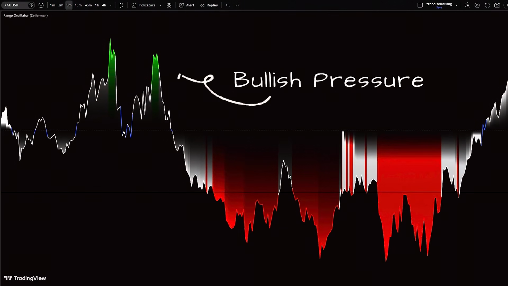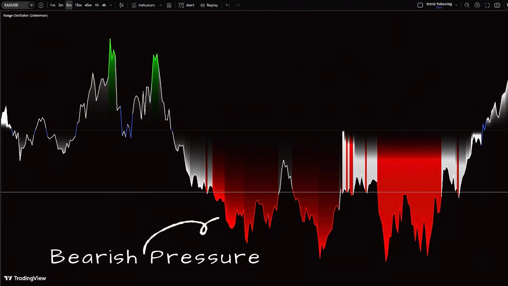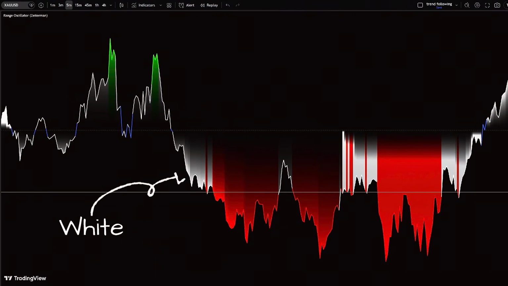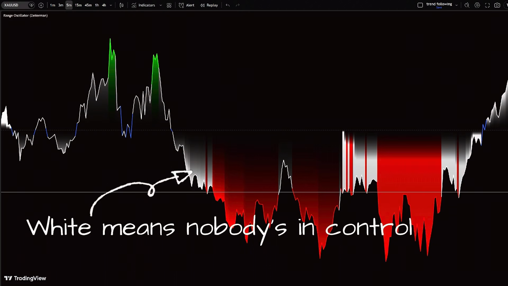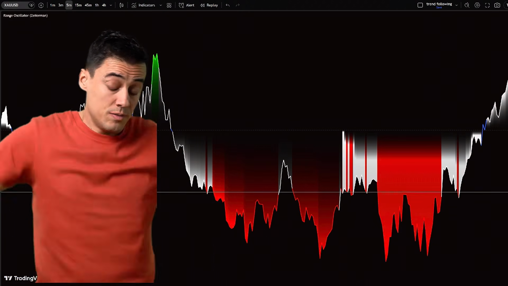Okay, green means bullish pressure and red means bearish pressure. And white, this is the part everybody skips past. White means nobody is in control. And that white zone right there is exactly where most traders lose their money.